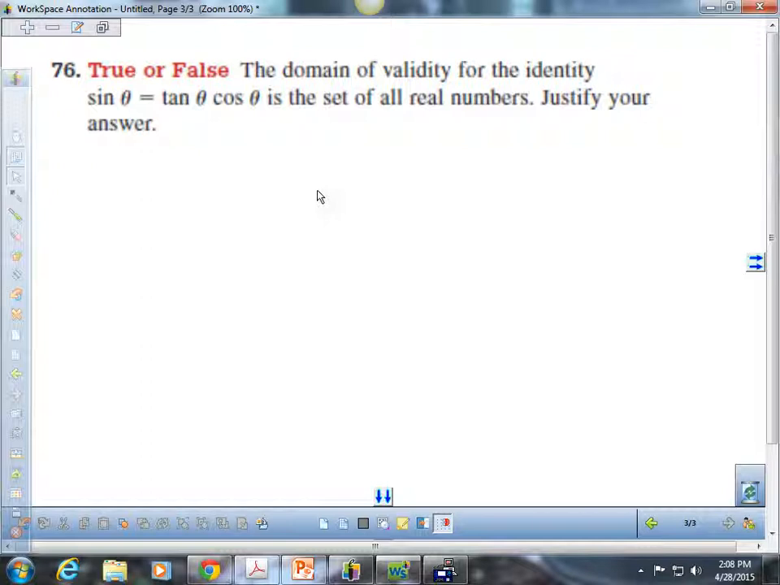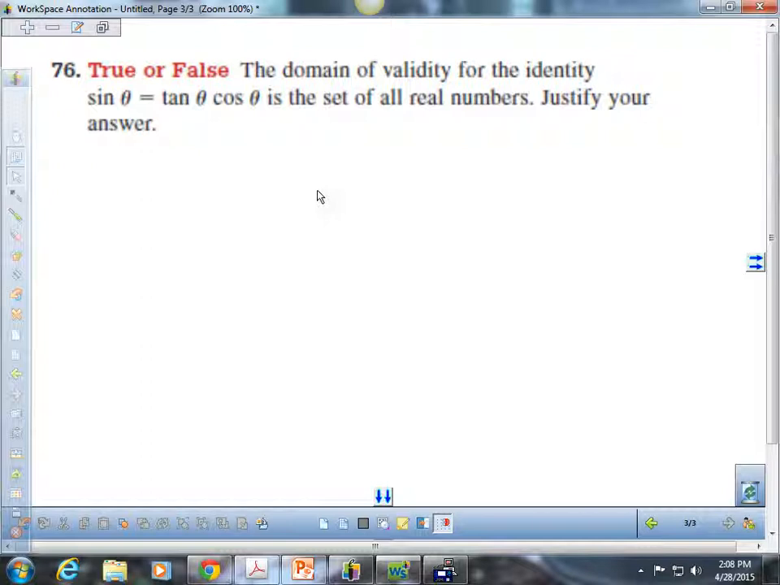Anybody else brave enough to give a guess here? How many say yes, all real numbers? Show of hands. No, not going to work. Okay, why? Very good, right? What is sine theta defined for? All real numbers. What is cosine defined for? All real numbers. Is tangent defined for all real numbers? No, tangent is not defined where? Where is tangent not defined? Our odd pi over 2's, right?